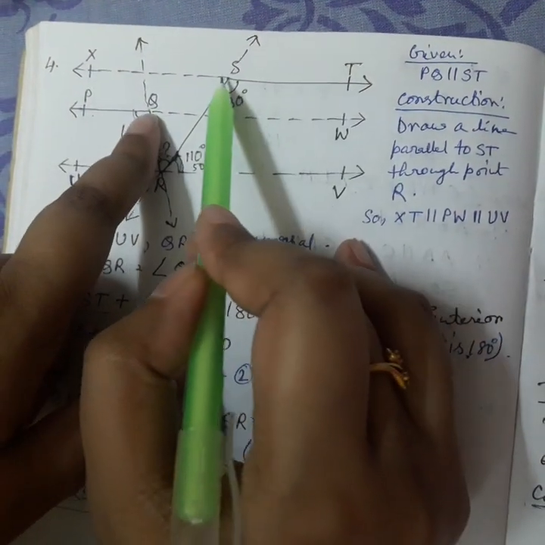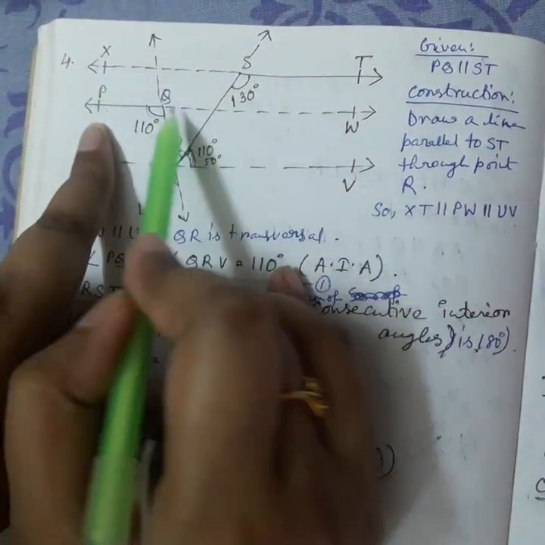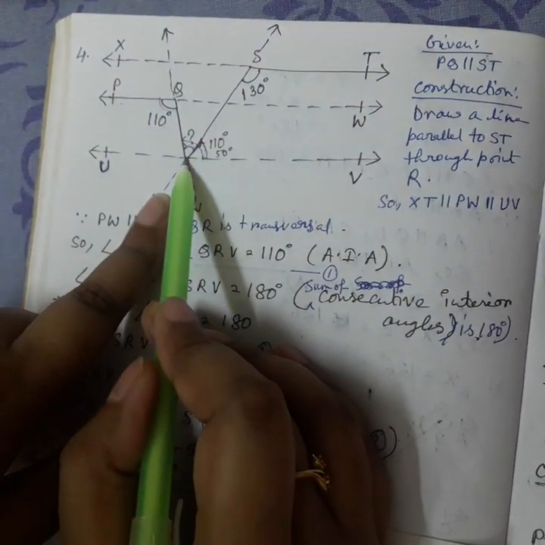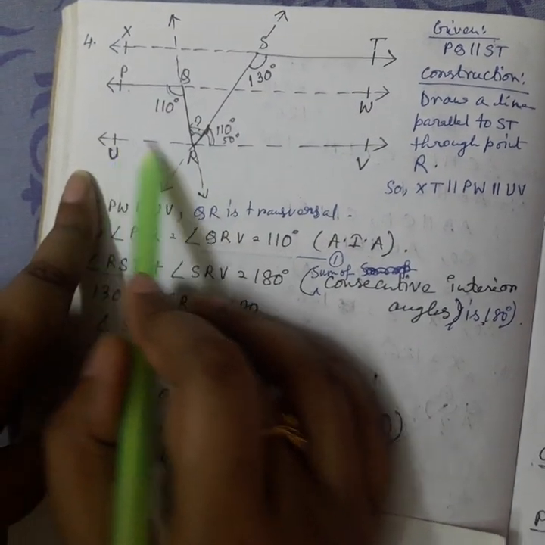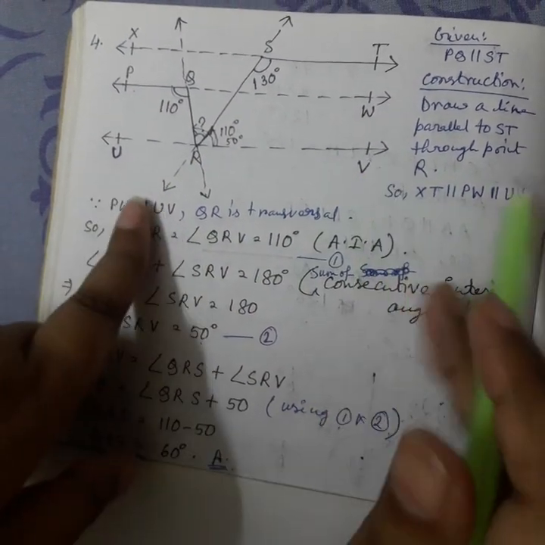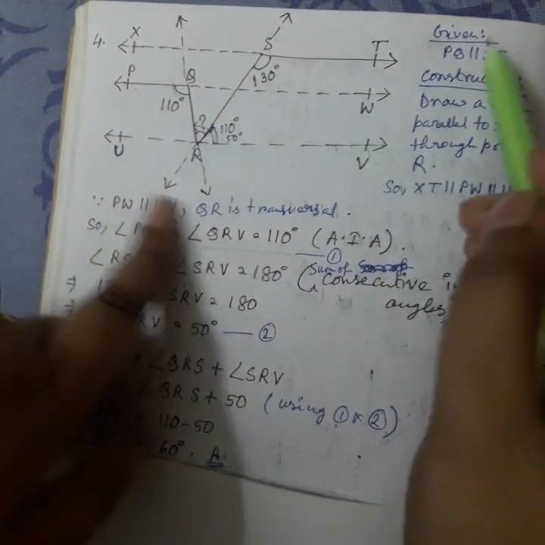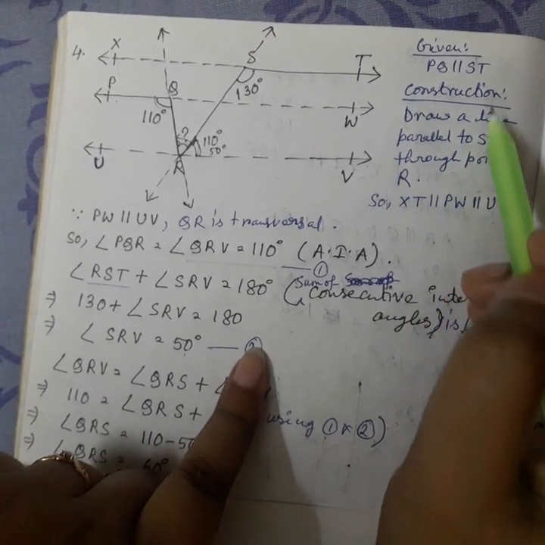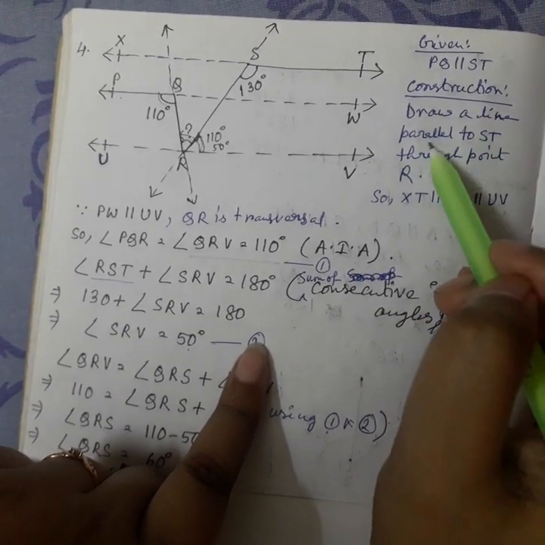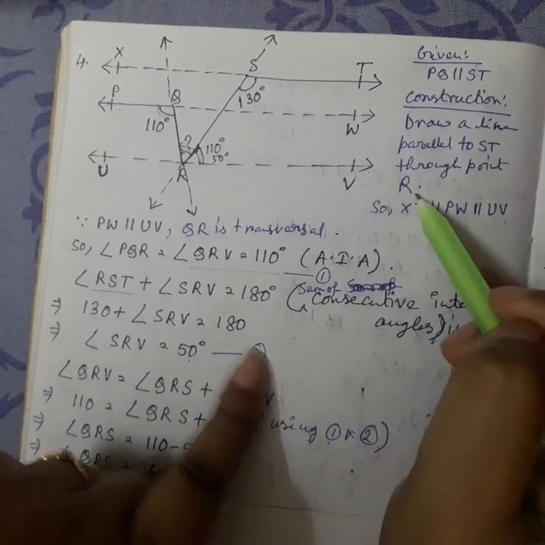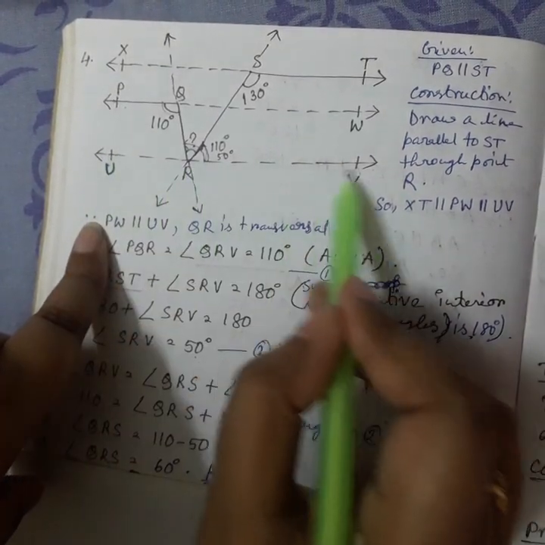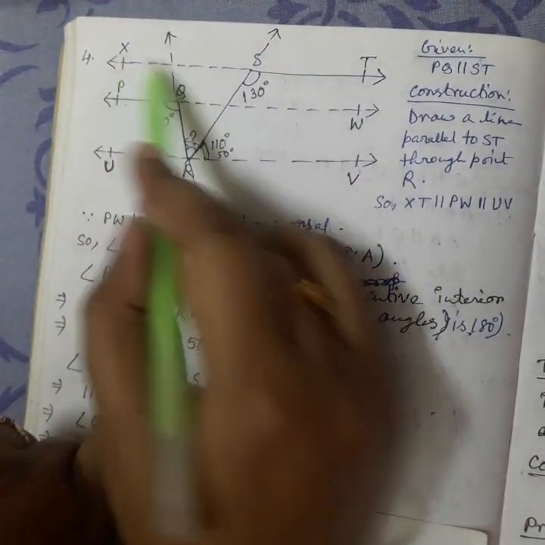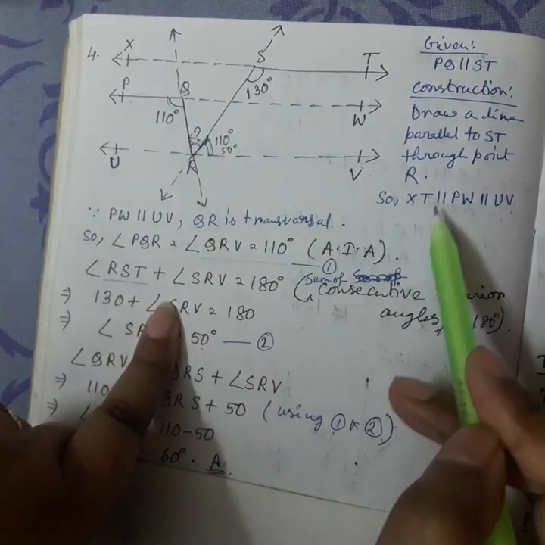So we have extended from S point this side and from Q point this side extended. So these two lines are coming parallel, and through the point R also we have drawn one line which is parallel to PW. Okay, so given here we have written PQ is parallel to ST. Extra construction we have done, that is draw a line parallel to ST through the point R. Through the point R we have drawn one line which is parallel to ST, this line. Okay, so it will come XT is parallel to PW is parallel to UV.